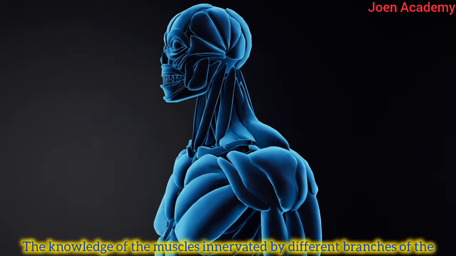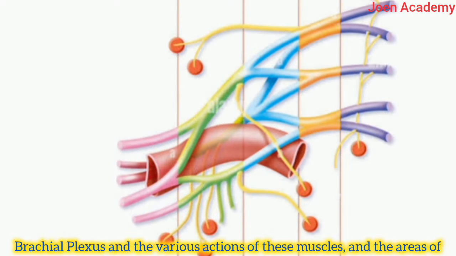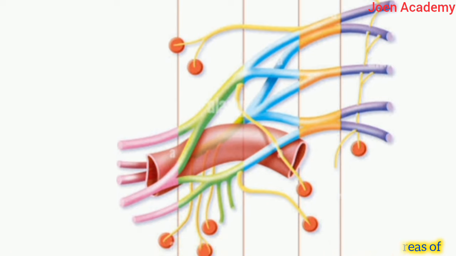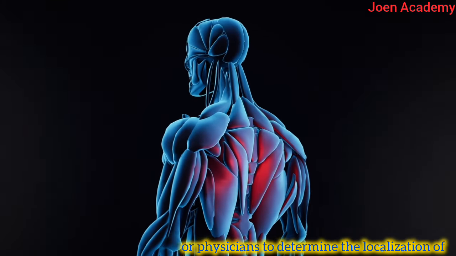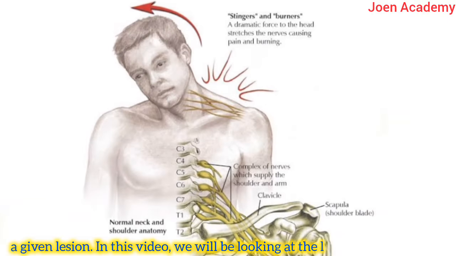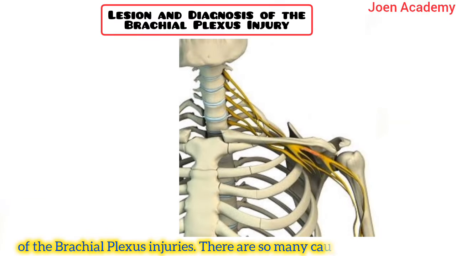The knowledge of the muscles innervated by different branches of the brachial plexus and the various actions of these muscles, and the areas of anesthesia, makes it possible for physicians to determine the localization of a given lesion. In this video, we will be looking at the lesions and the diagnosis of the brachial plexus injuries.